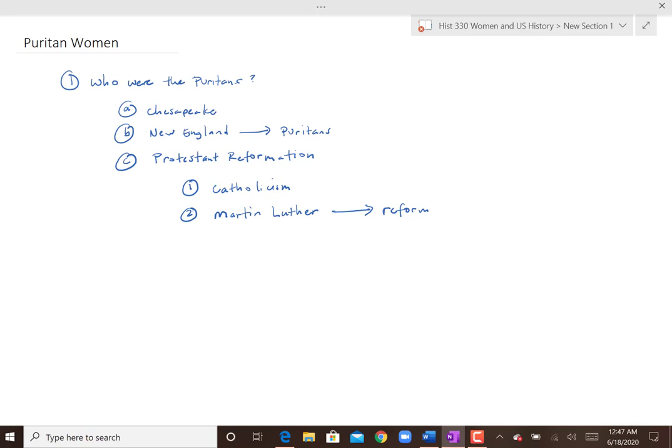So he put out his reform, and the church was not happy with him. They demanded that he recant. He went on trial. He refused to recant, and this led to a break between Catholicism and Protestantism. And so you get a different sect of Christianity essentially with the Protestant Reformation. From that, you get several different subgroups or denominations, if you will. Lutheranism was one, but there are other ones that come out of that.